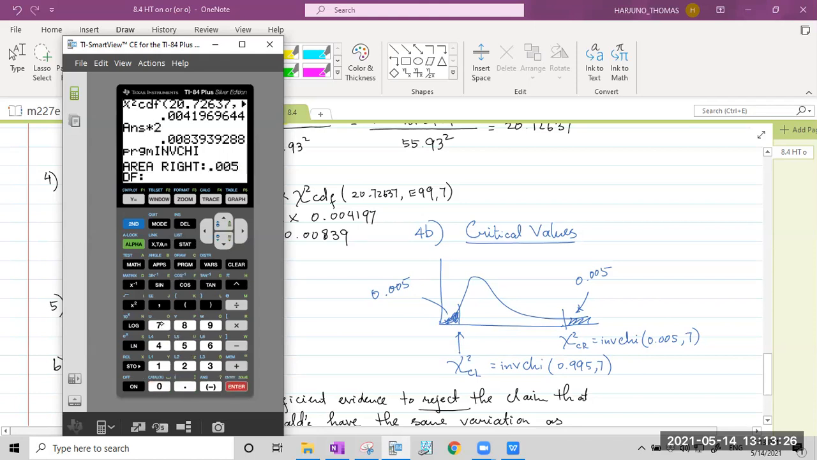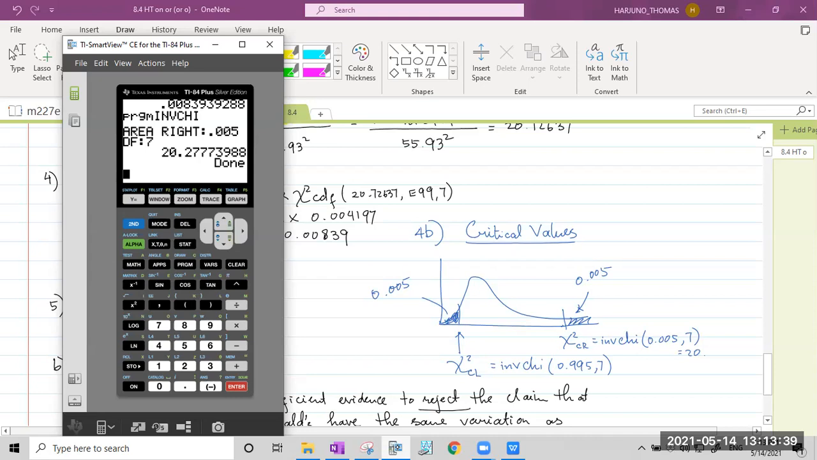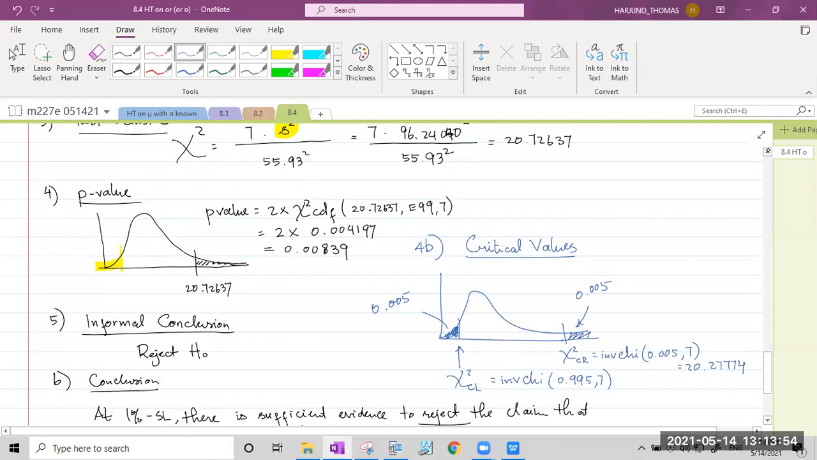Program inverse chi, area to the right 0.005, degree of freedom 7. I use my emulator here because it's faster. This is 20 point something, 0.27774. Hold on. Oh yeah, wow, it's a bit off, huh?